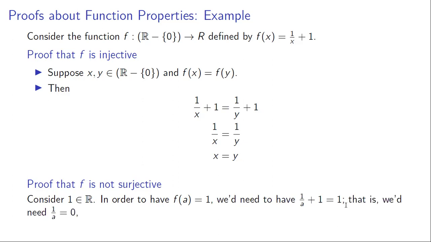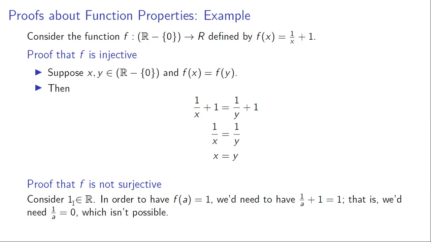But what that means, in order to have that, we need to have that 1 over a is equal to 0, right? If 1 over a plus 1 is equal to 1, that means 1 over a is equal to 0. But that's impossible. It's not possible to make 1 over a be equal to 0. So there is no way to do f of a is equal to 1.